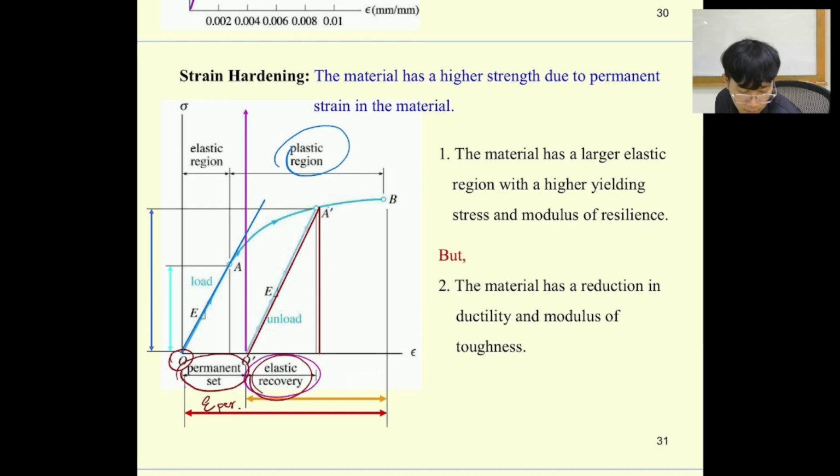Okay. Which means if you pull your sample until the plastic region, release the load back, and then it lost some length, which means it produced the permanent set, and then it also reduced in ductility and modulus of toughness if you test it again.